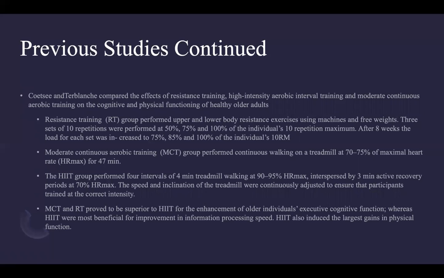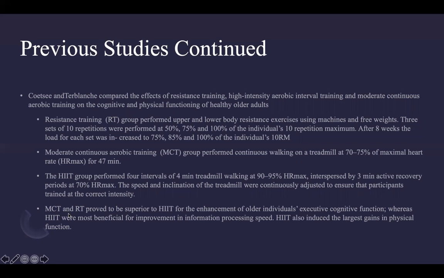The moderate continuous aerobic training performed continuous walking on the treadmill at 70 to 75% of maximal heart rate for 47 minutes, and the HIIT group performed intervals of 4-minute treadmill walking at 90 to 95%, and had 3 minutes of recovery at 70% of heart rate max. The speed of the treadmill was constantly adjusted to ensure that they were hitting the heart rate range that they were trying to hit for the activity.